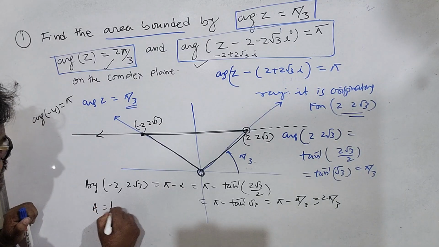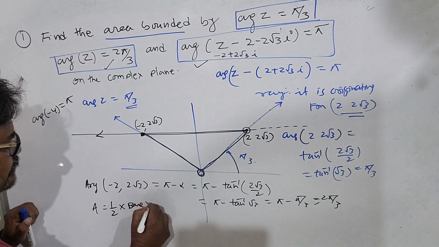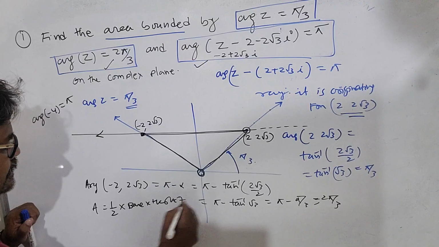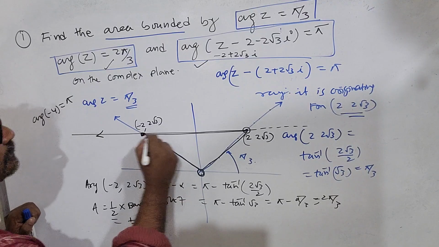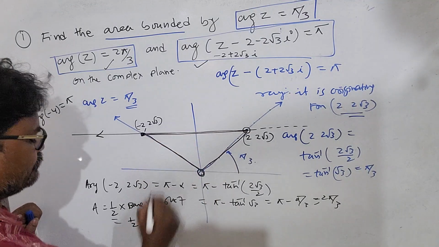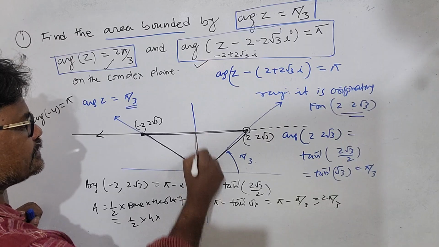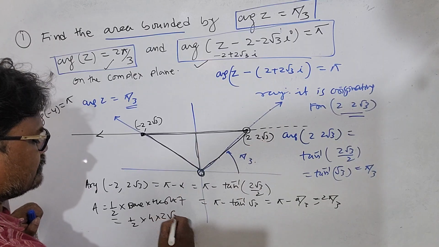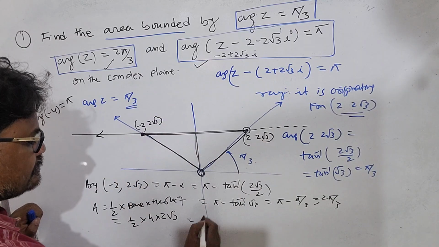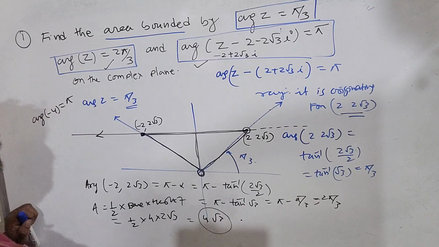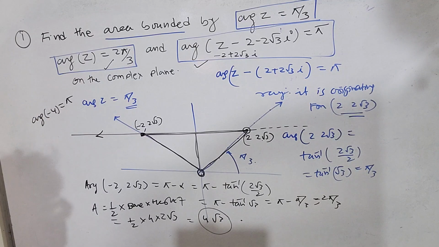And therefore, now area. Area is half into base into height, correct? Half. Base is this much. This is 2, this is 2, so 4. And height is the y coordinate of this point, which is 2 root 3. Final answer is 4 root 3. You understand this problem now very easily. Now look at the second question.